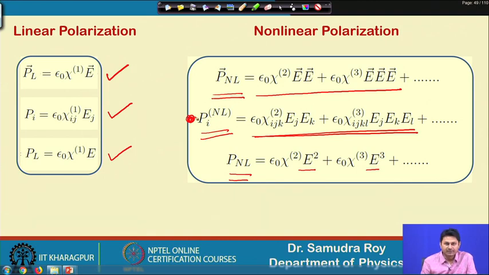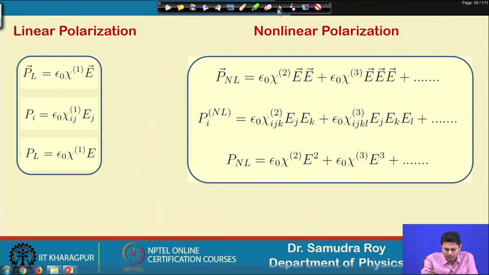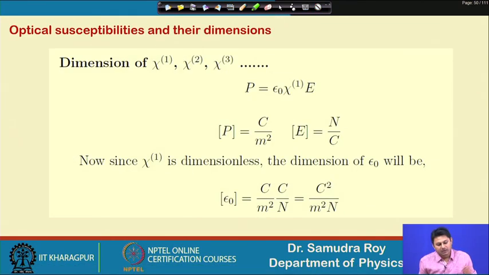But today, or maybe in the next class, we will give more emphasis to these particular terms, or the linear representation, which basically leads to very important outcomes in terms of physics. So, let us now go back to our next slide. Okay. In the next slide, what we basically represent is the dimensions of the susceptibility terms.